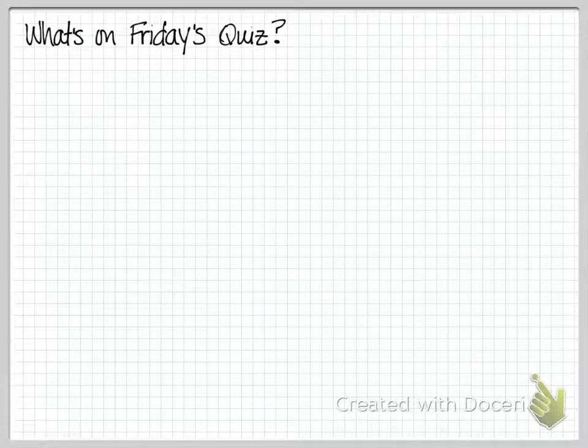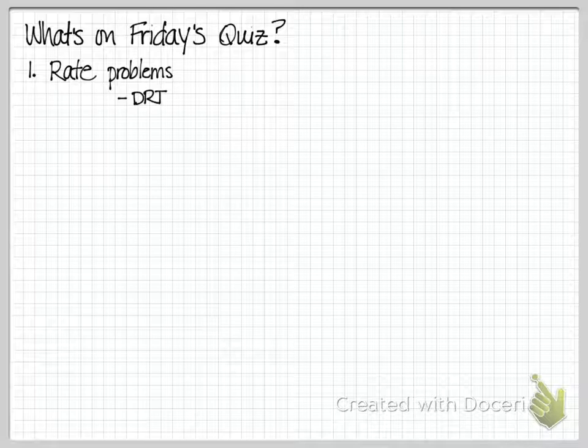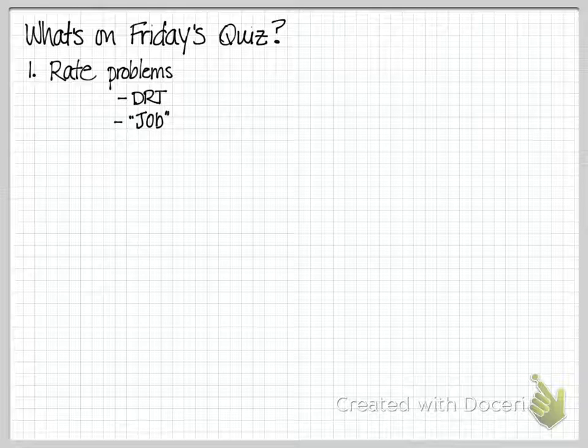Okay, in this video, we are answering the question, what's on tomorrow's quiz, on Friday's quiz? There's going to be rate problems, which are things like the DRT, the distance, rate, and time problems, the job problems. Those are the people working together, pipes, hoses, cars, airplanes, trains, those kind of things.